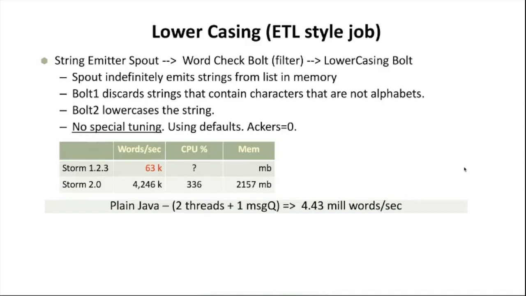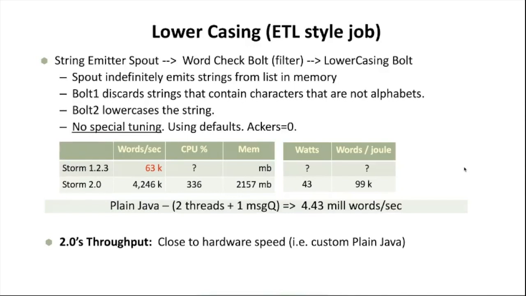Then I measured this against plain Java, to see how it compares with a plain Java implementation. You can see the numbers are fairly close. Storm 2.0's words per second were fairly close to the Java implementation, which tells you, okay, not bad, that's overhead we can pay. I also did some measurements on the watts consumed, but I think Storm 1.0 had some crashes, so the wattage measurements were off.